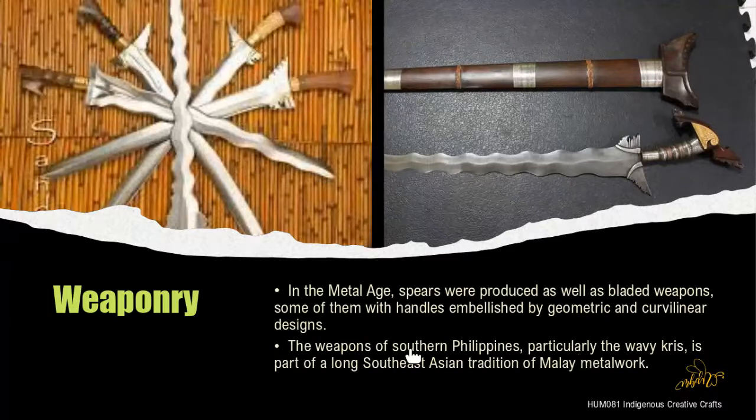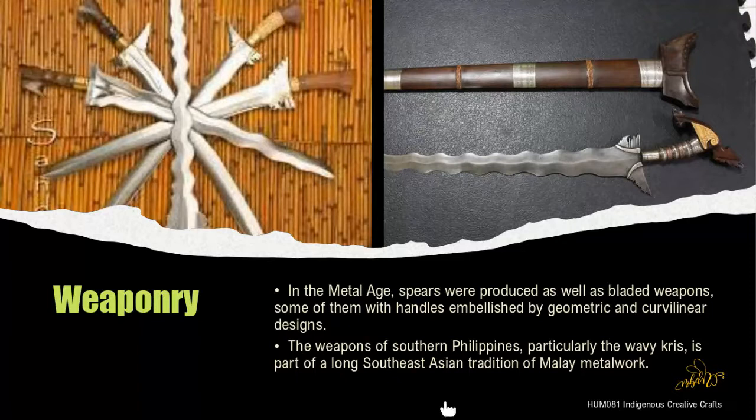In the Metal Age, spears were produced as well as bladed weapons, some of them with handles embellished by geometric and curvilinear designs. Ayan. So that also shows us the Naga technique or the Naga design. The weapons of southern Philippines, particularly the wavy kris, are part of a long Southeast Asian tradition of Malay metalwork. I'm not really sure what works better, this one or the straight one. So we have here the straight and the wavy one.